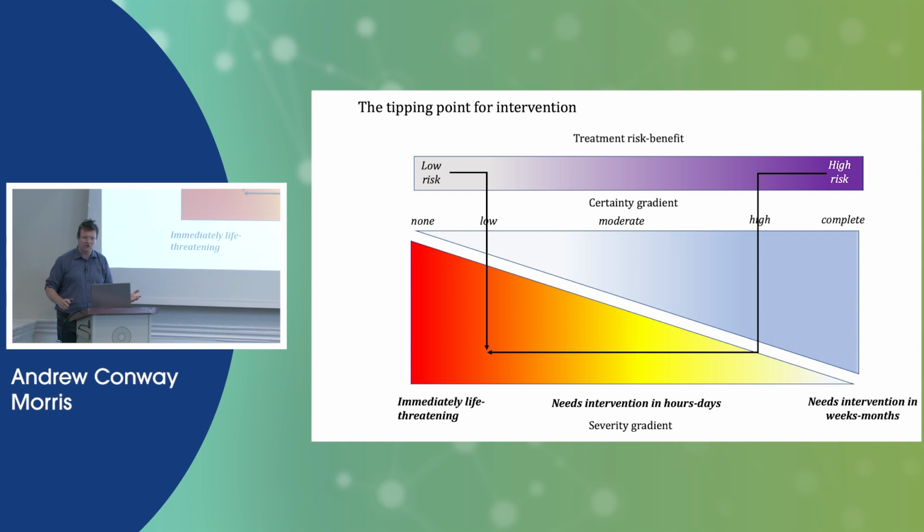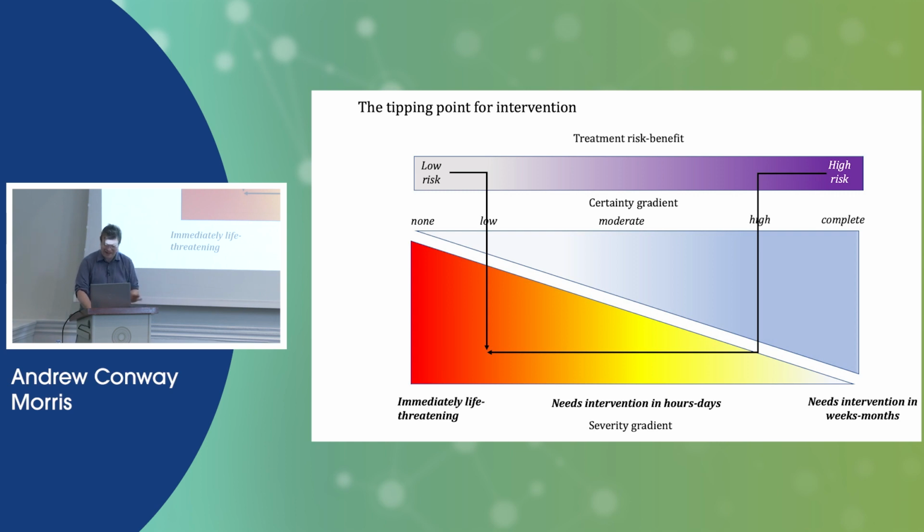Whereas if you've got low-risk treatments, and one might argue that antibiotics are a relatively low-risk intervention, I think that could be debated, but we might just give that a bit earlier. Obviously, what we'd like to do is to move ourselves along that certainty gradient faster than we currently do in order to make more accurate treatments.